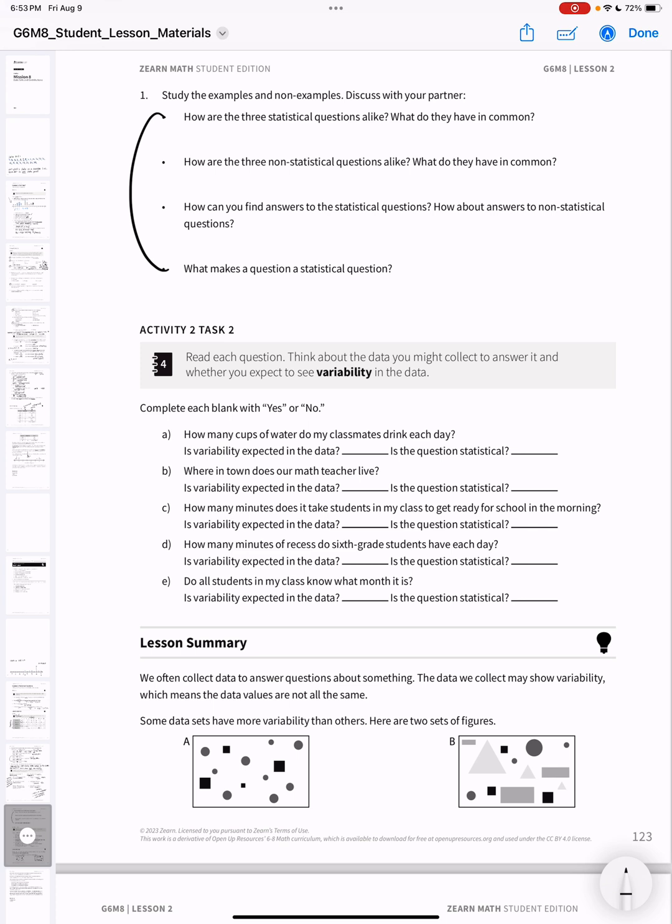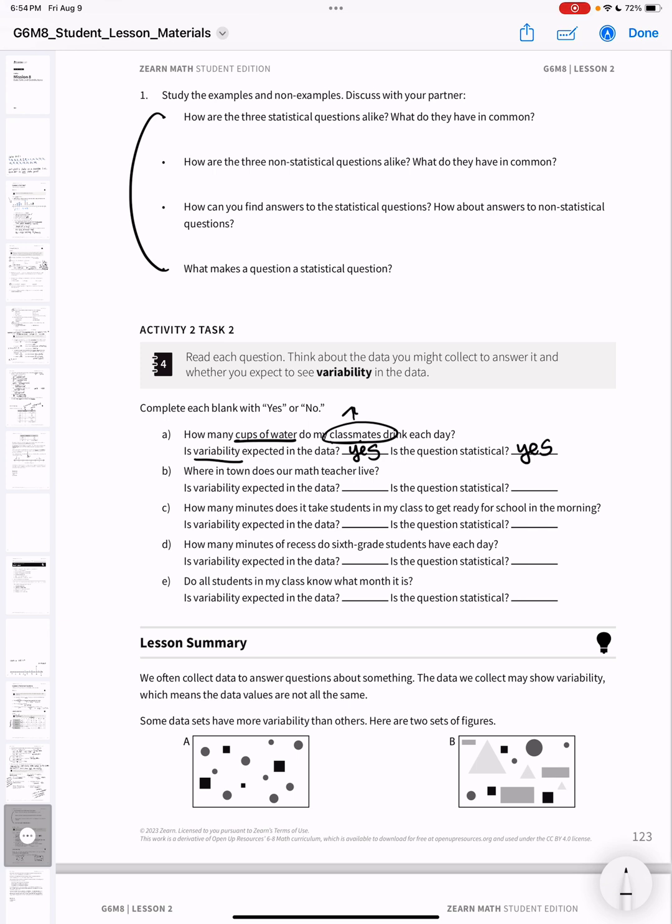How many cups of water do my classmates drink each day? So we're asking for cups of water and classmates. That's more than one person. Are you going to have to ask people questions? Are you going to have to record their responses? Could they be different responses? Could I drink 5 cups of water and another classmate only drink 2? Yes. So there is variability in there, and that is a statistical question. We have to gather data.